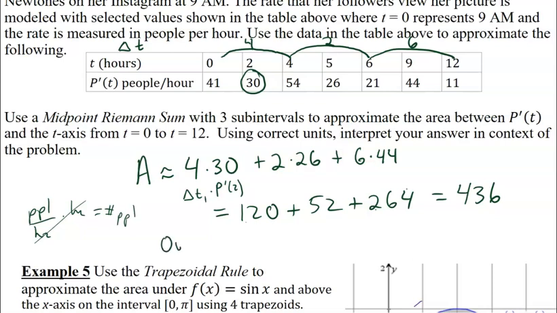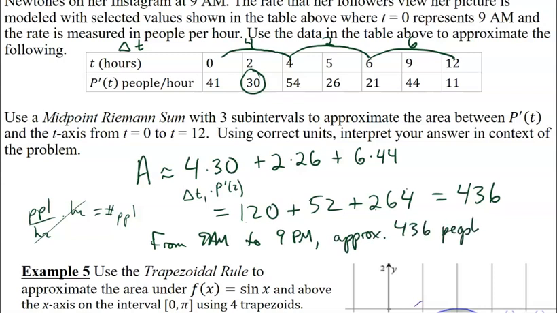between, let's see, from time 0 to time 12, so from 9 a.m. to 9 p.m., approximately 436 people viewed the picture. Okay, so there's our interpretation. And it is an approximation because we used the Riemann sum.